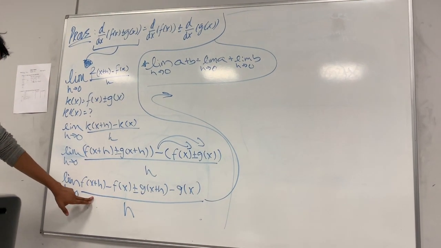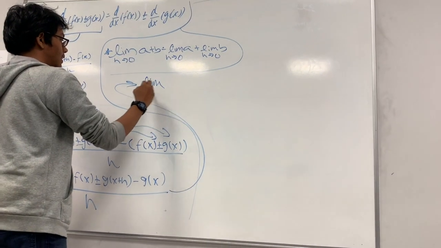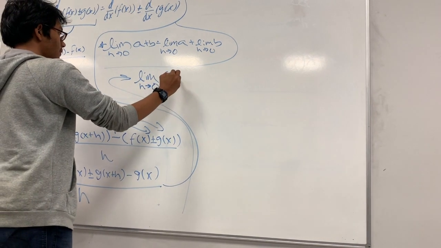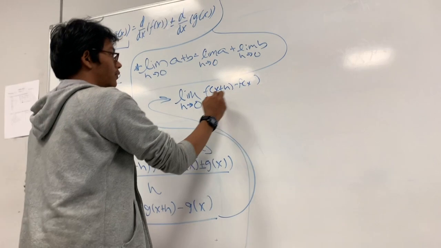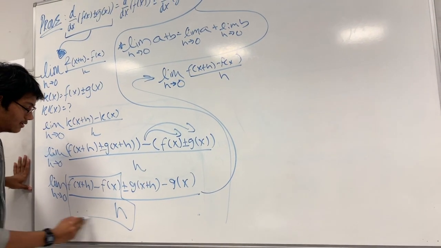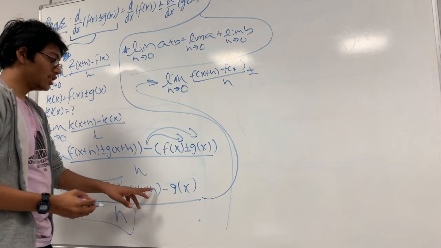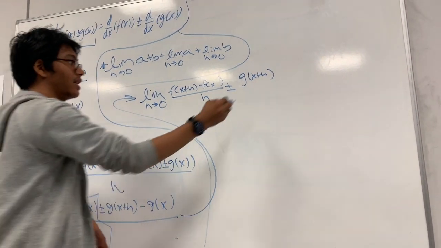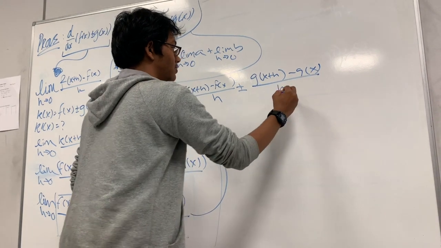Let's rewrite this in the form of two fractions. The limit as h approaches 0 of f of x plus h minus f of x over h, right? That's this part. That's this left-hand side. Plus g of x plus h minus g of x. Don't forget the divided by h part.